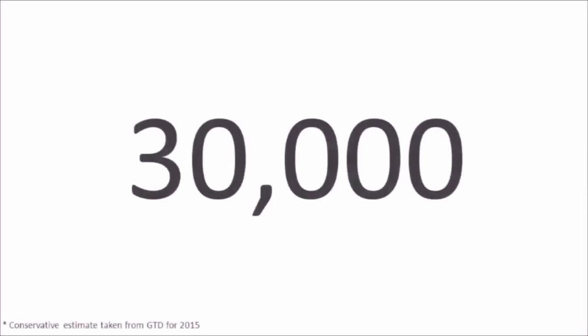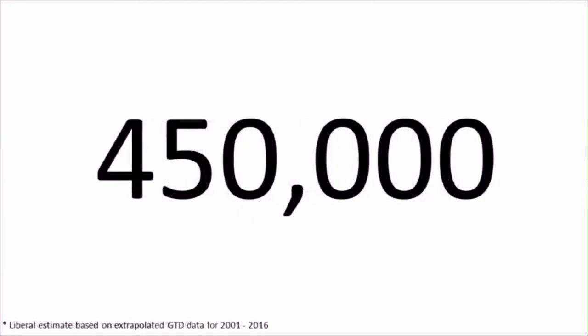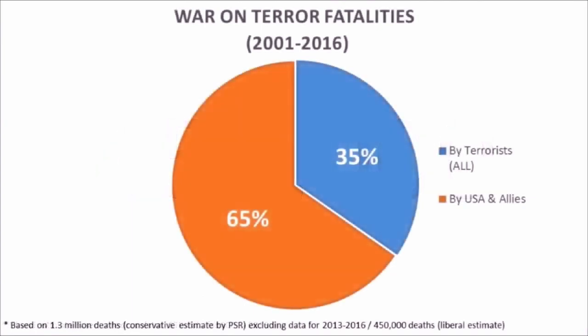Okay then, let's entertain that idea by looking at the statistics for 2015 again. In 2015, the GTD estimated that around 30,000 people were killed by terrorism. This is a slight decrease from the previous year, 2014, which was considered the worst in the GTD's history. So how about we assume, for the sake of argument, that every single year since 2001 was the same as 2015. Despite how ridiculous this assumption is, let's assume that every year since 2001 resulted in 30,000 deaths from terrorism. That would total about 450,000 deaths. Even if we were to factor that into the equation, the United States and its allies would still be responsible for 65% of all fatalities during this period.